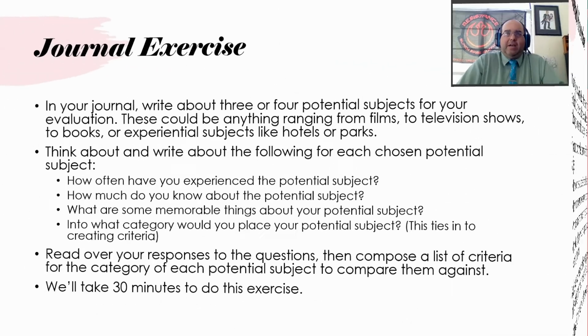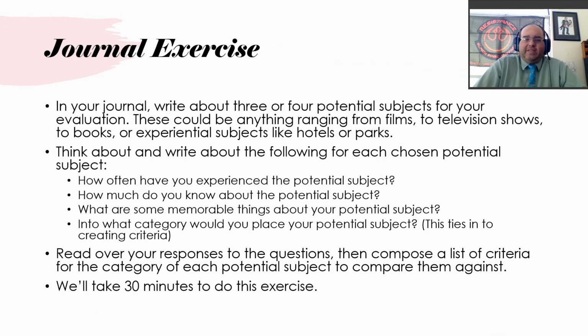Alright, so to help you come up with a subject for this evaluation, here's what I want you guys to do. We're going to have a brief journal exercise to start off today. In your journal, I want you to write about 3 or 4 potential subjects for your evaluation. Okay? Now, some people have been having trouble with this, especially with the classical argument. I had a lot of people ask me, what's my subject? What's my subject? You need to pick your own subjects. Okay, you cannot rely on me for that.